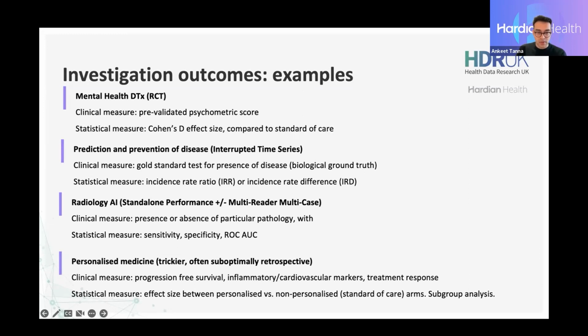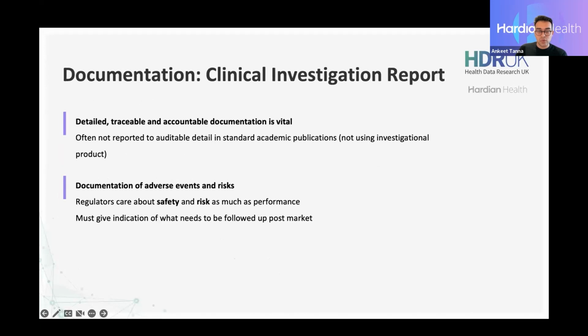And then the statistical measure would be the effect size between the personalized arm and the non-personalized arm. And within that, it's good practice to think about subgroup analysis to show that all subpopulations are receiving the same intended benefit that you claim in the first step. So those are the main points about thinking about investigational design.